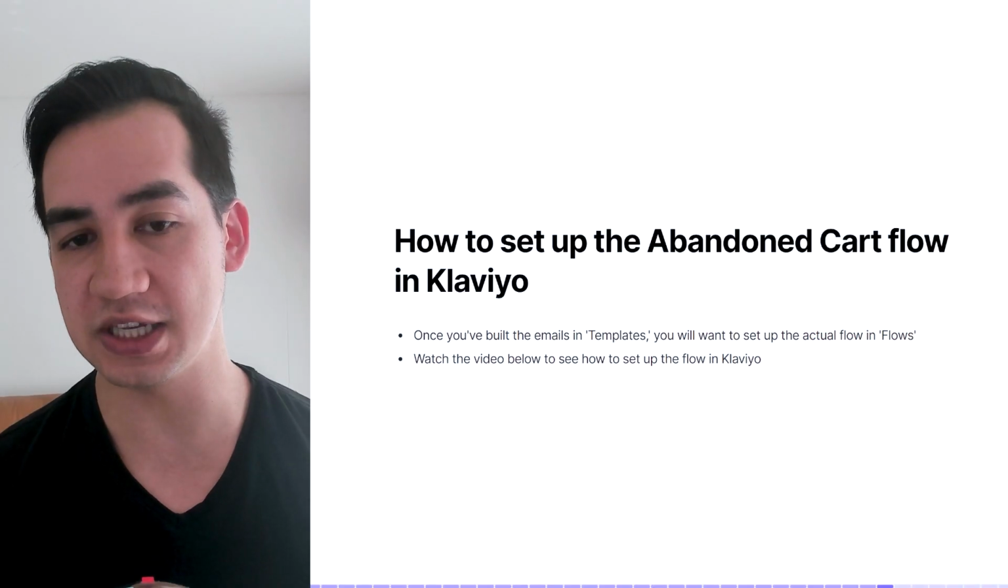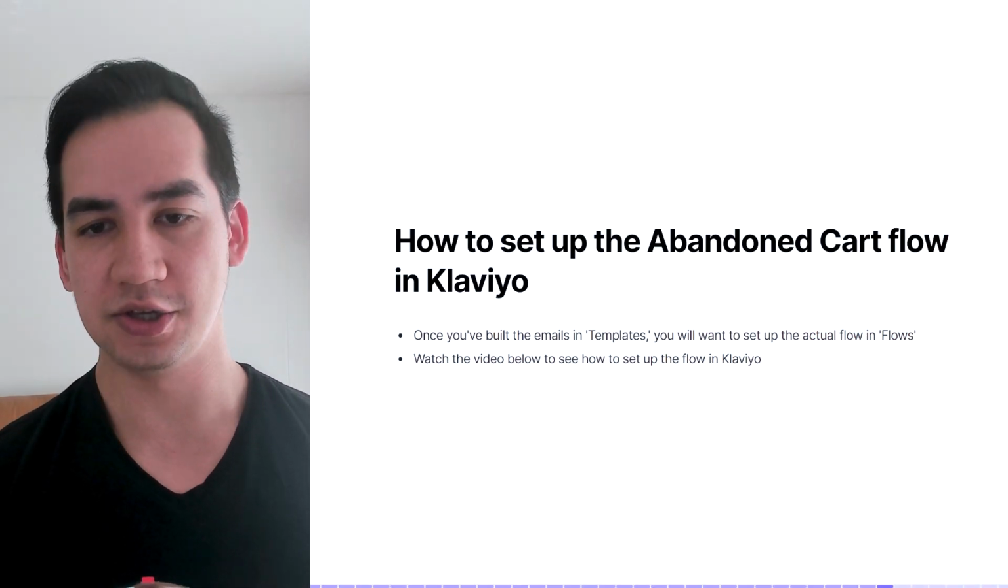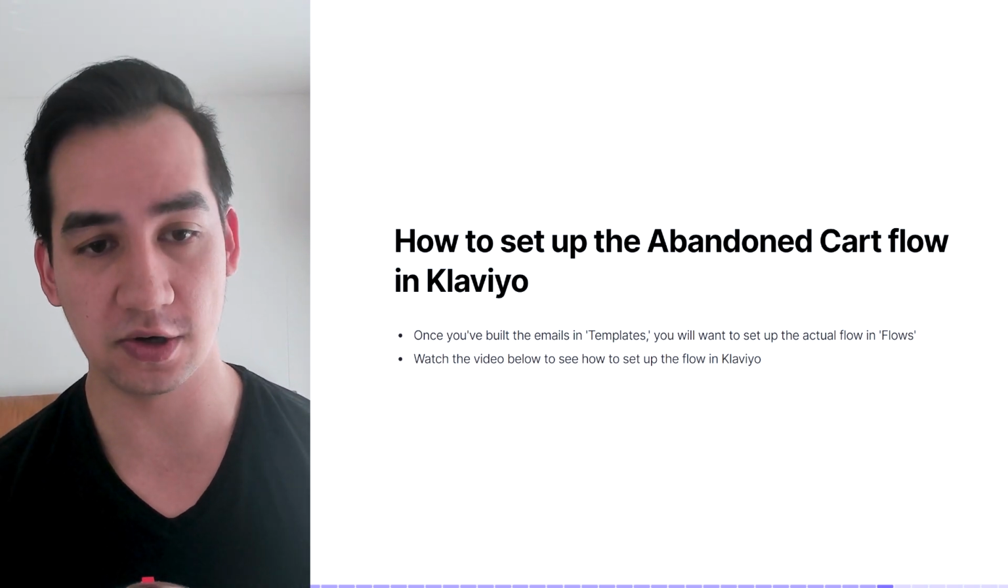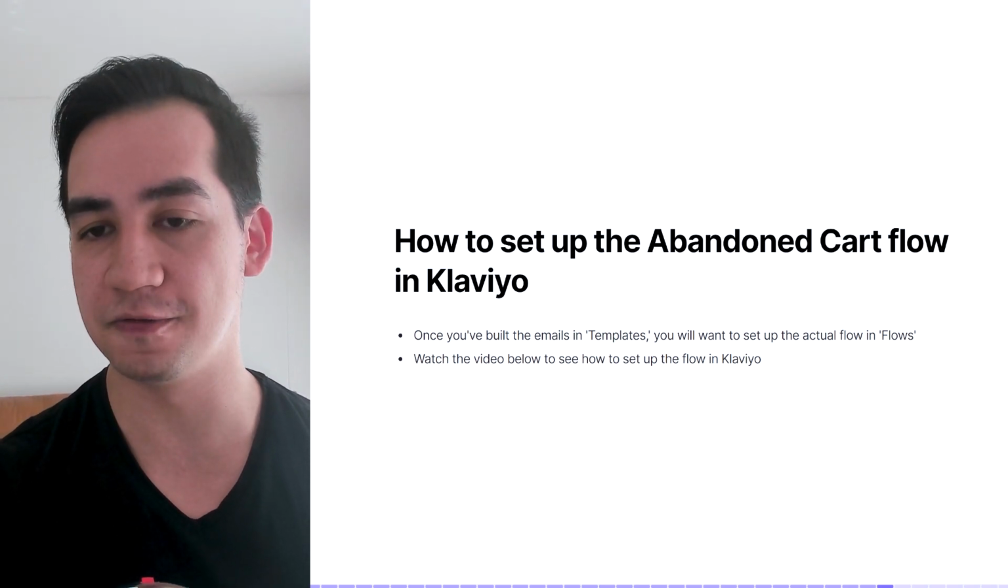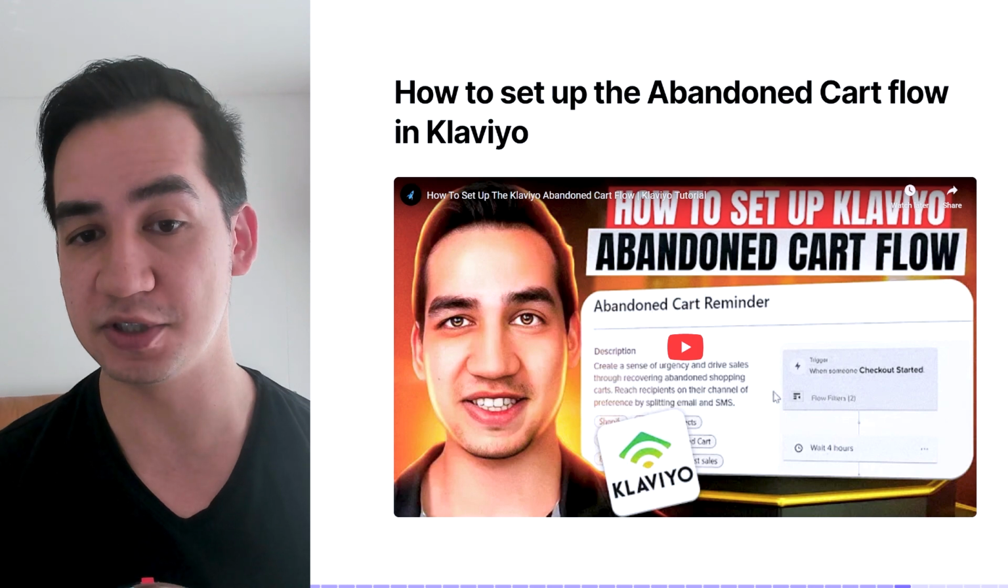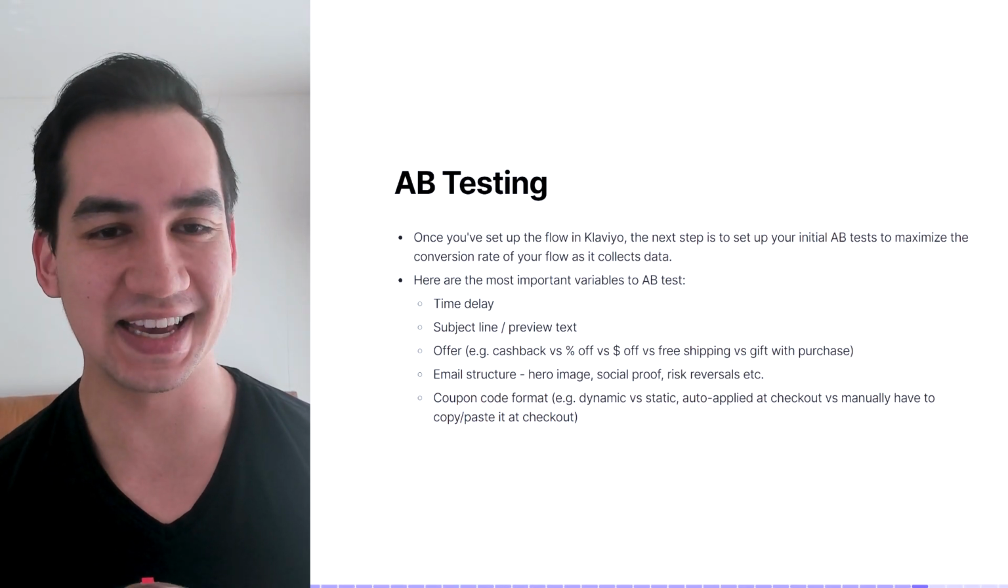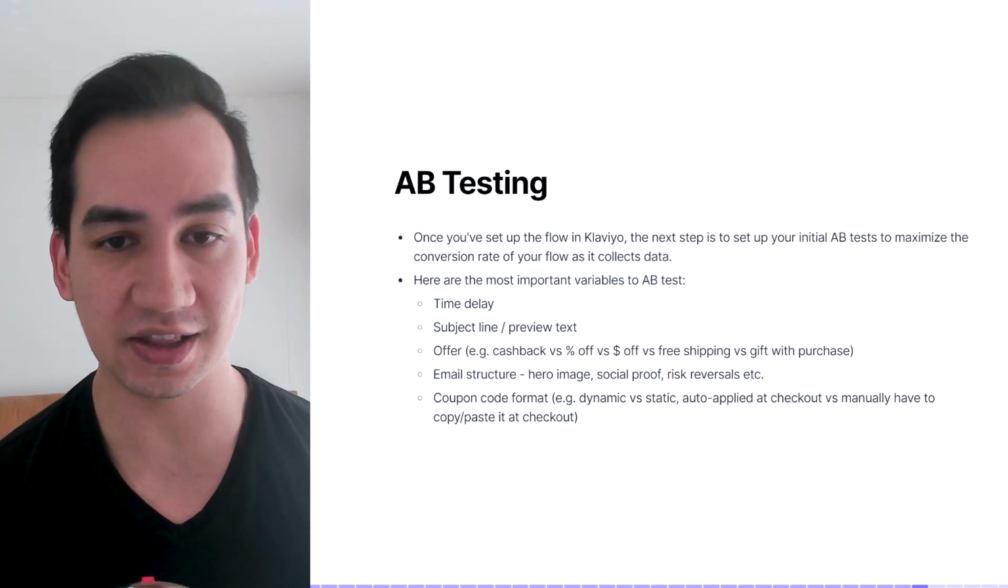All right, so once you've built the emails in the template section, you'll then want to set up the actual flow in Flows. Now, I actually put together a full video of how to do this step by step, so you can check out the video here. All right, moving on. A/B testing, and this is once everything's set up in Klaviyo.